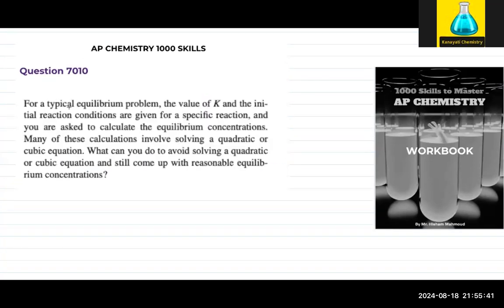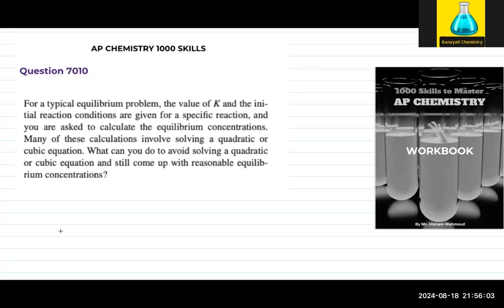This is very important. For a typical problem, the value of K and the initial reaction conditions are given for a specific reaction, and you are asked to calculate the equilibrium concentrations. Many of these calculations involve solving a quadratic or cubic equation. What can you do to avoid solving a quadratic or cubic equation and still come up with a reasonable equilibrium concentration? We always try to make a good assumption that simplifies the math.